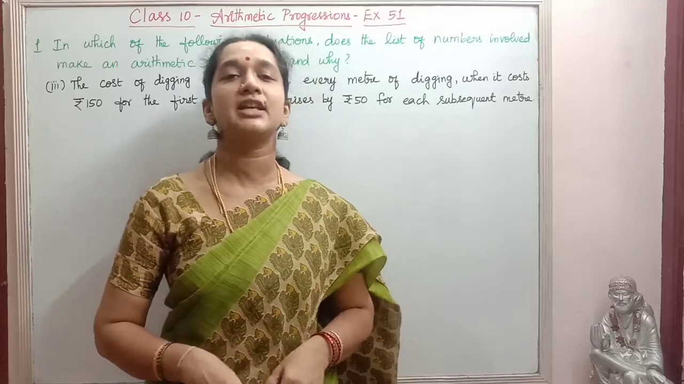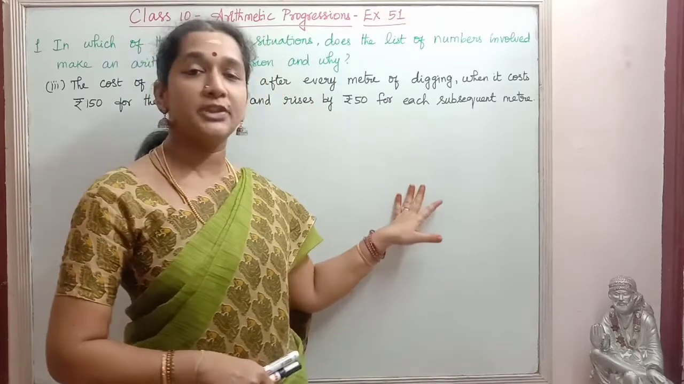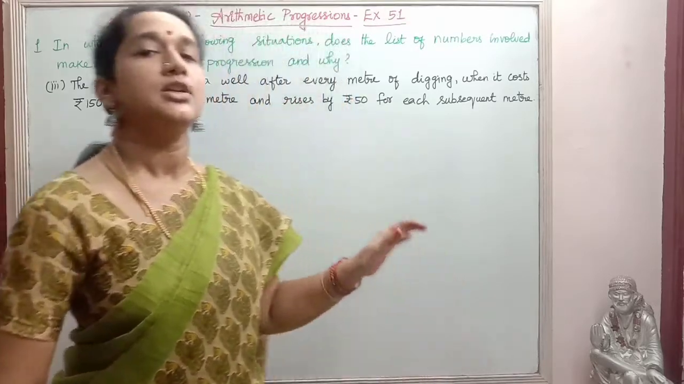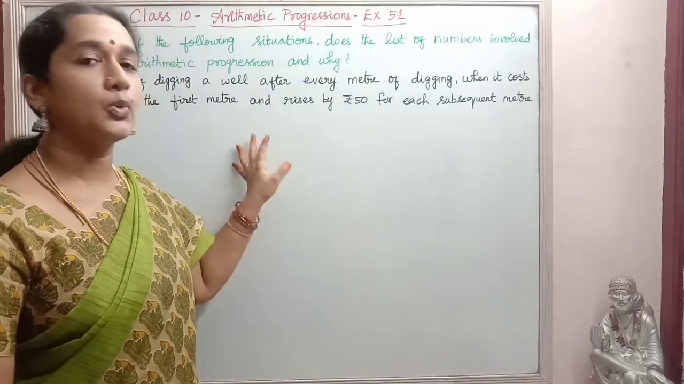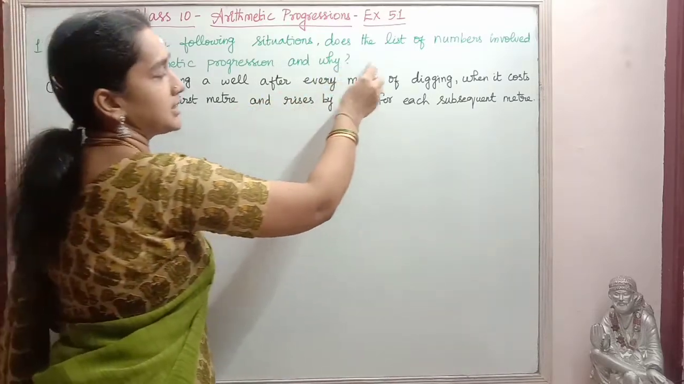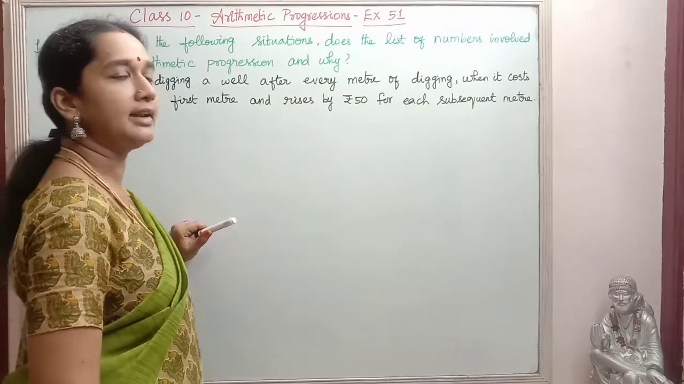Students, in this class I will be doing class 10 CBSE syllabus, 5th chapter, arithmetic progressions, exercise 5.1. The first two sums I have completed in my previous class. Now I will continue with the third sum. In which of the following situations does the list of numbers involved make an arithmetic progression and why?